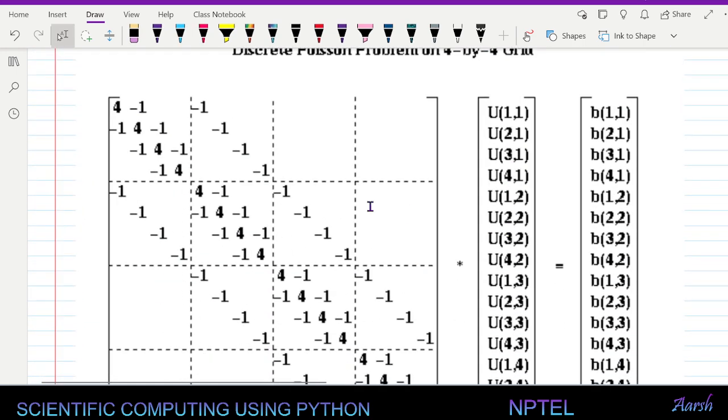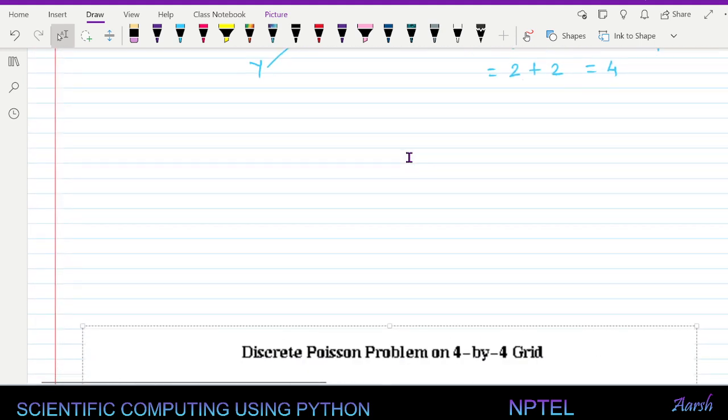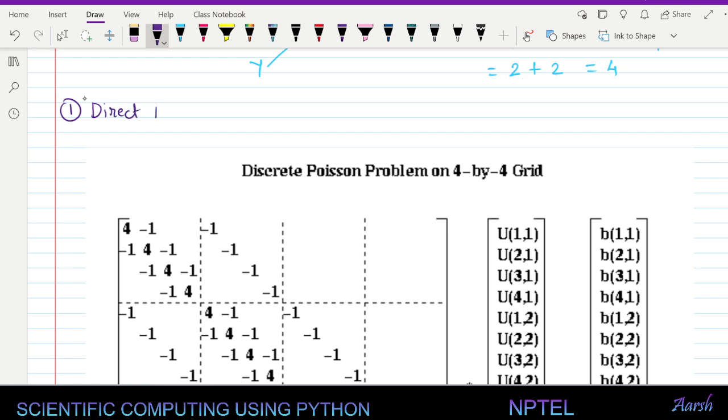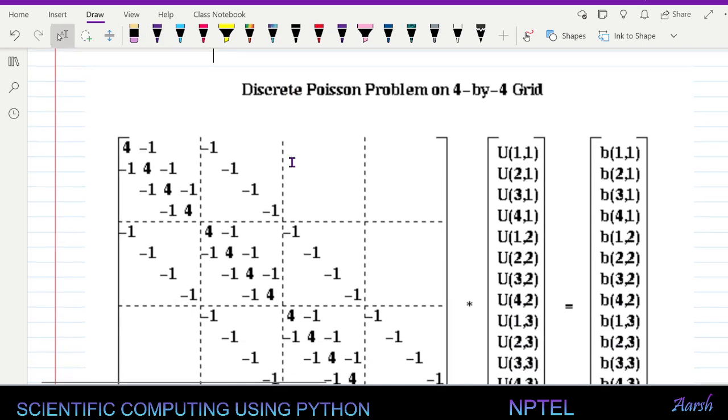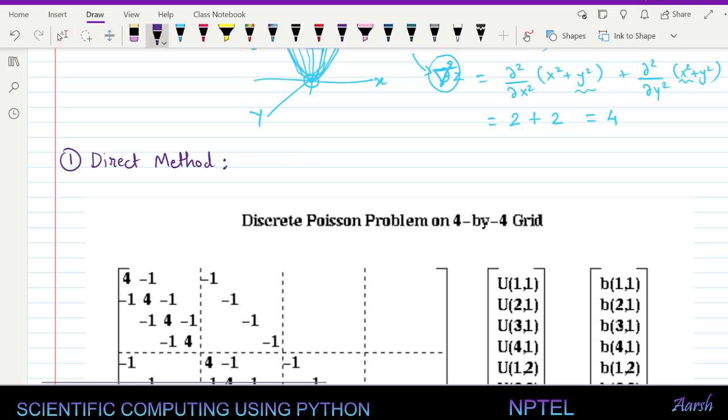Okay. And then the first method that we did was this direct method, and it wasn't explained in great detail because we are not going to use it, right? But just to give an idea, I found this for a 4 cross 4 grid. So you have 4 by 4, 16 points, and it starts from 1 1. So 1 1, 1 2, 1 3, etc., 1 4.